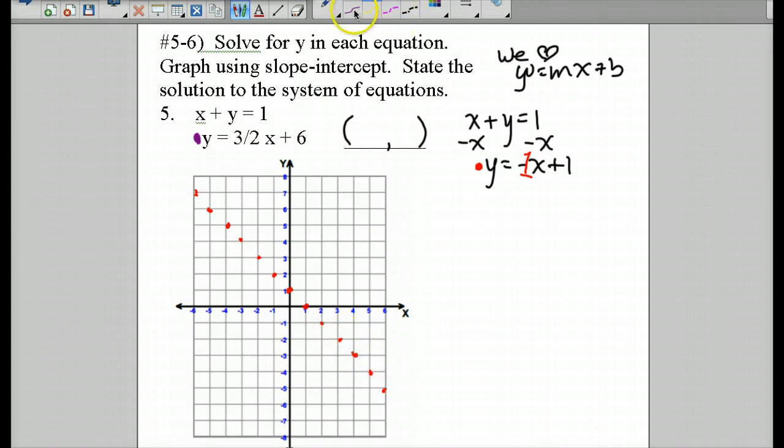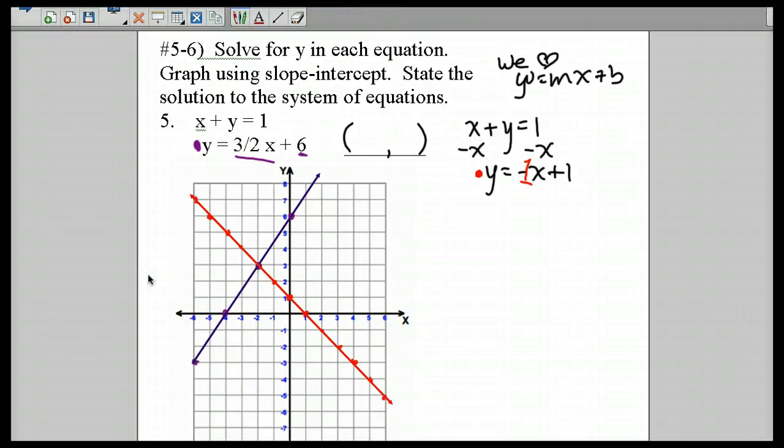Okay, now my purple one, and I'll add the lines later. My purple one, my y-intercept is 6, so I go up to 6, and my slope is 3 over 2x. It's positive. Well, if I went up 3 and over 2, I'm running out of room. So now I'm going to go down 3 and to the left 2.